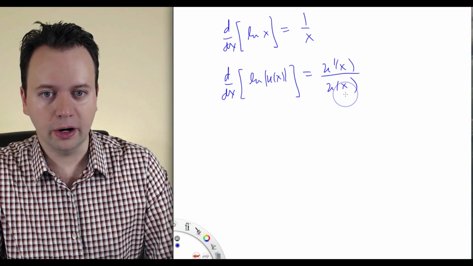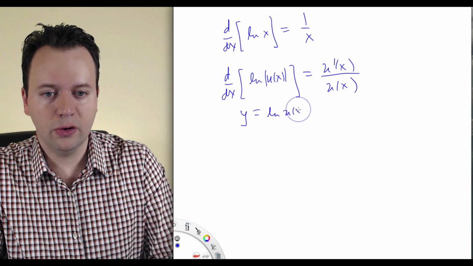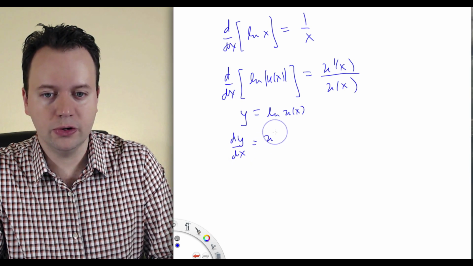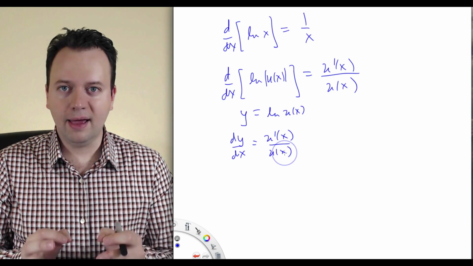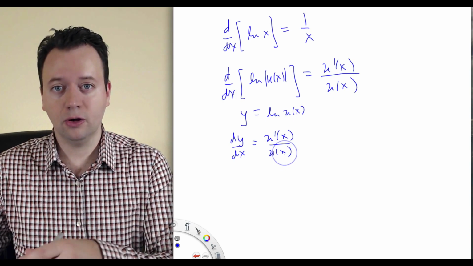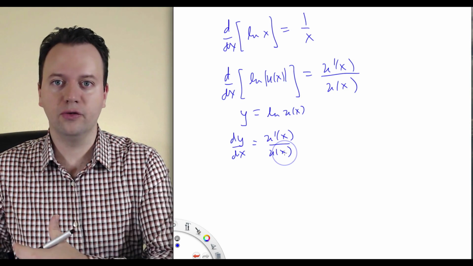the rules work. So in other words, if y is equal to ln of u of x, we can write dy dx is equal to u prime of x over u of x. So whenever you have ln of something and you want to take the derivative, it's just the derivative of that something over the original something. So when you have ln of u of x, it's just the derivative over the original.